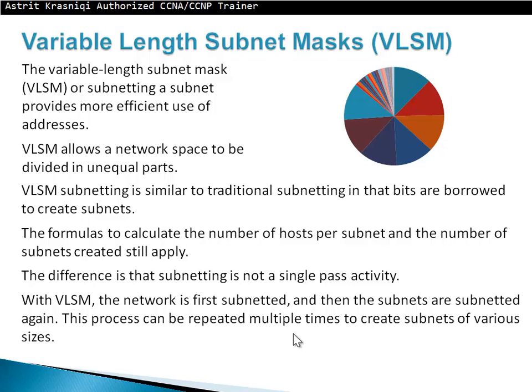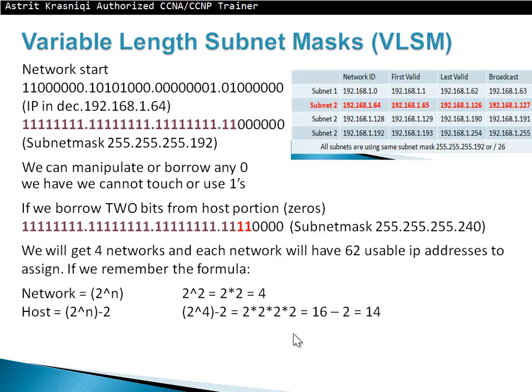VLSM subnetting is similar to traditional subnetting in that bits are borrowed to create subnets. The formulas to calculate the number of hosts per subnet and the number of subnets created are still the same and will apply. The difference is that subnetting is not a single-pass activity. With VLSM, the network is first subnetted and then the subnets are subnetted again. This process can be repeated multiple times to create subnets of various sizes.